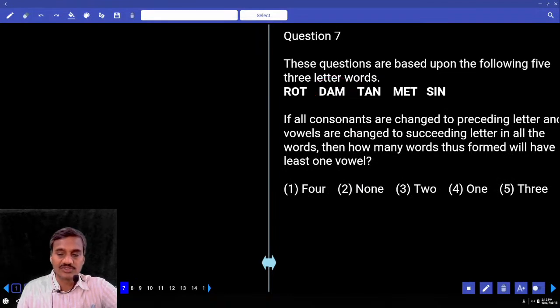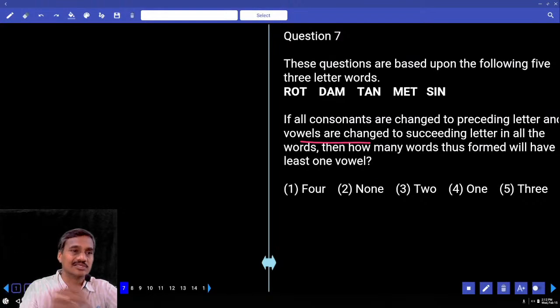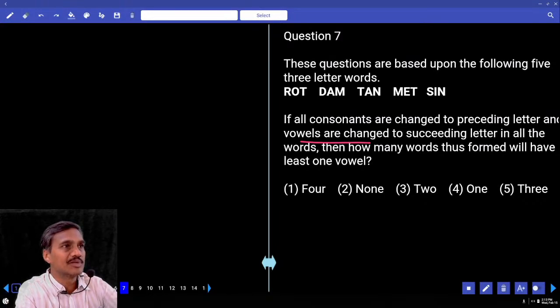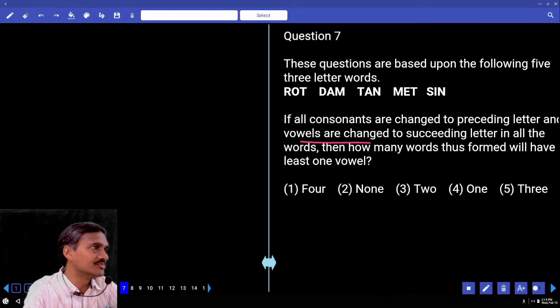And if all the consonants are changed to the preceding letter and vowels are changed to the succeeding letter, then how many words so formed will have at least one vowel? At least one vowel annadu. Avuna kada? At least one vowel. Then all the vowels are changed to the succeeding letter. Question is regarding vowel kada. Ippudu vowel emavuthundi, +1 ayindi. Vowel +1 aithe manaki vowel vastunda? Raadu. Minimum 4 letters should be added.